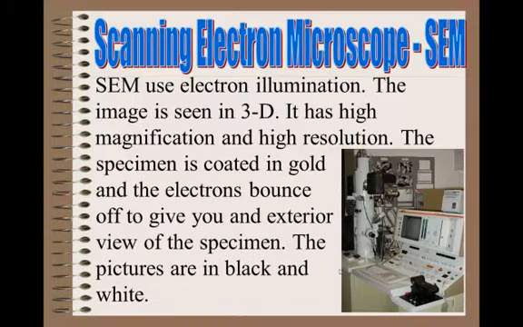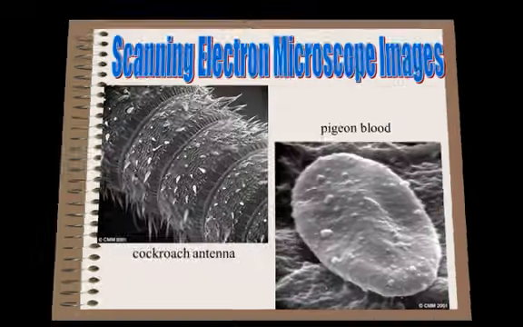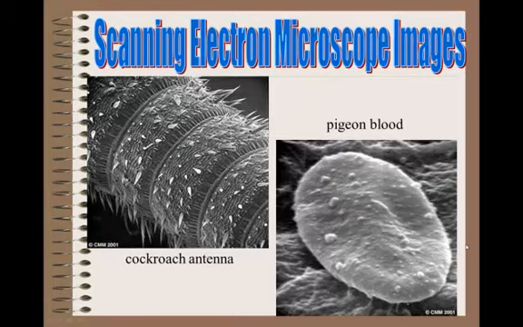The one you need to be familiar with, the scanning, the SEM, gives you 3D as well, but it gives you very high magnification along with high resolution. It coats the specimen in gold, and the electrons bounce off and give you an exterior view of the specimen. The pictures are in black and white. Now they can actually change them into color, but it's not being seen through the microscope as color. And there's a picture of one. Here are some images. Now look at the detail in the antenna of a cockroach and the pigeon's blood. Those were actually taken with a scanning electron microscope.